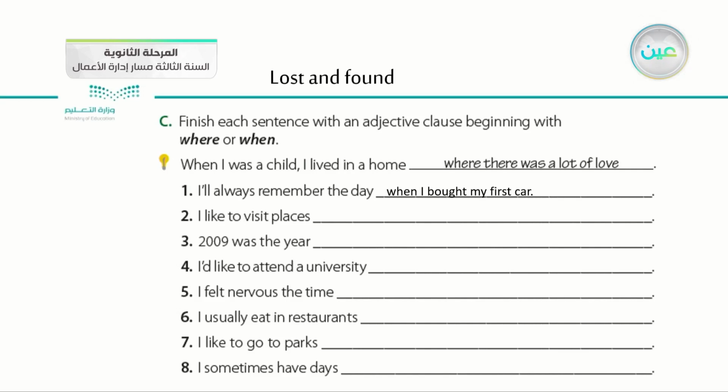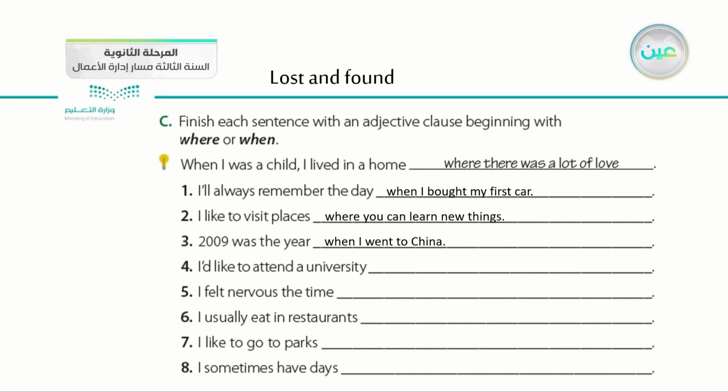I like to visit places. Let's see, what is this? Of course, where you can learn new things. So here we used where to describe the place where he learned new things. 2009 was the year. So here we'll describe the year, which is 2009. When I went to China.